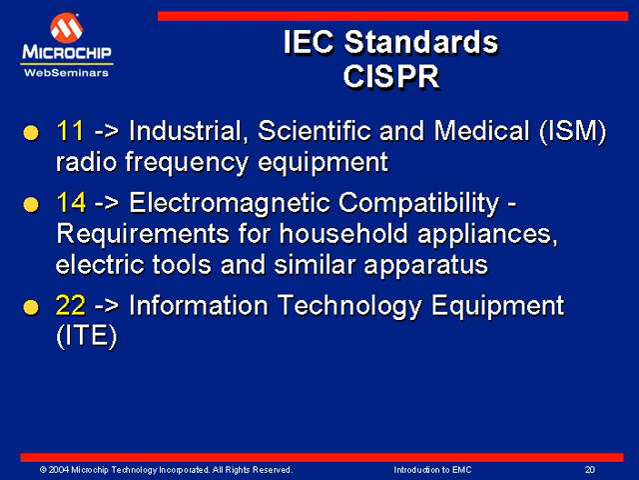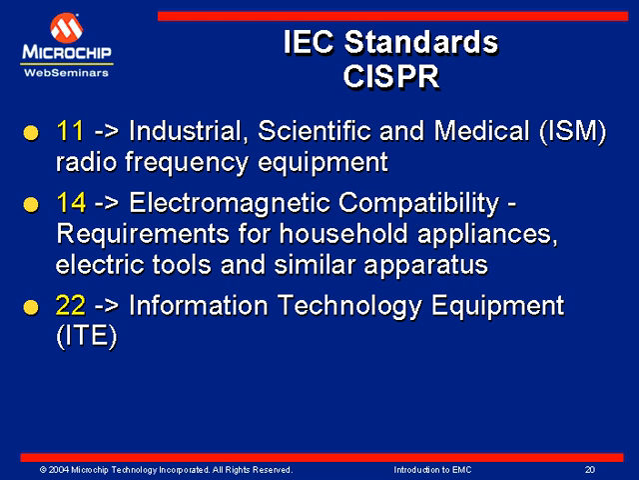Now if you look at the IEC standard CISPR, 11 addresses industrial, scientific and medical radiofrequency equipment, 14 addresses electromagnetic compatibility requirements for household appliances, electric tools and similar apparatus, and 22 is for information technology equipment.